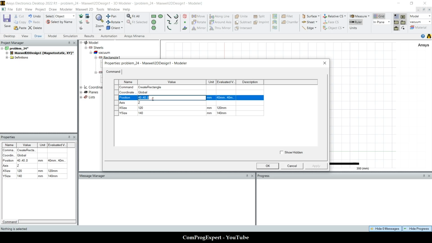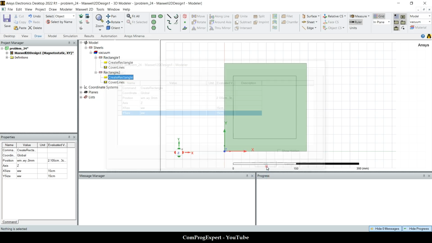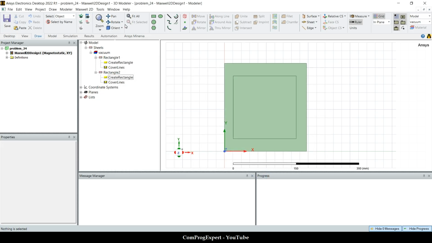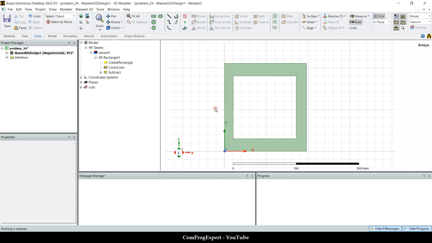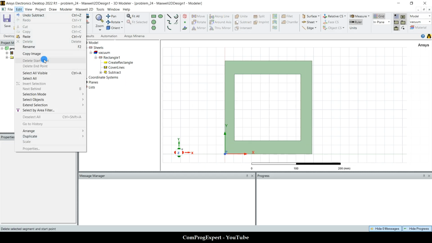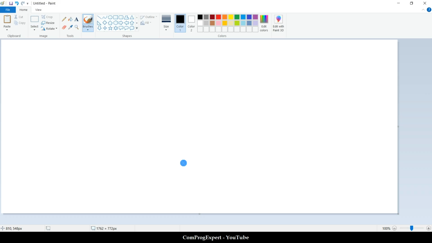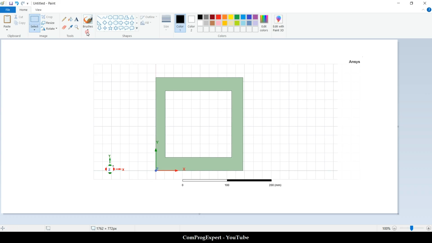Here we can set this. This is the position of the corner point: width of the magnet, width of the yoke, and 0. This is width of the window, width of the window. So let's save, then subtract. Okay, so here we have this object, and here are the dimensions that I considered.